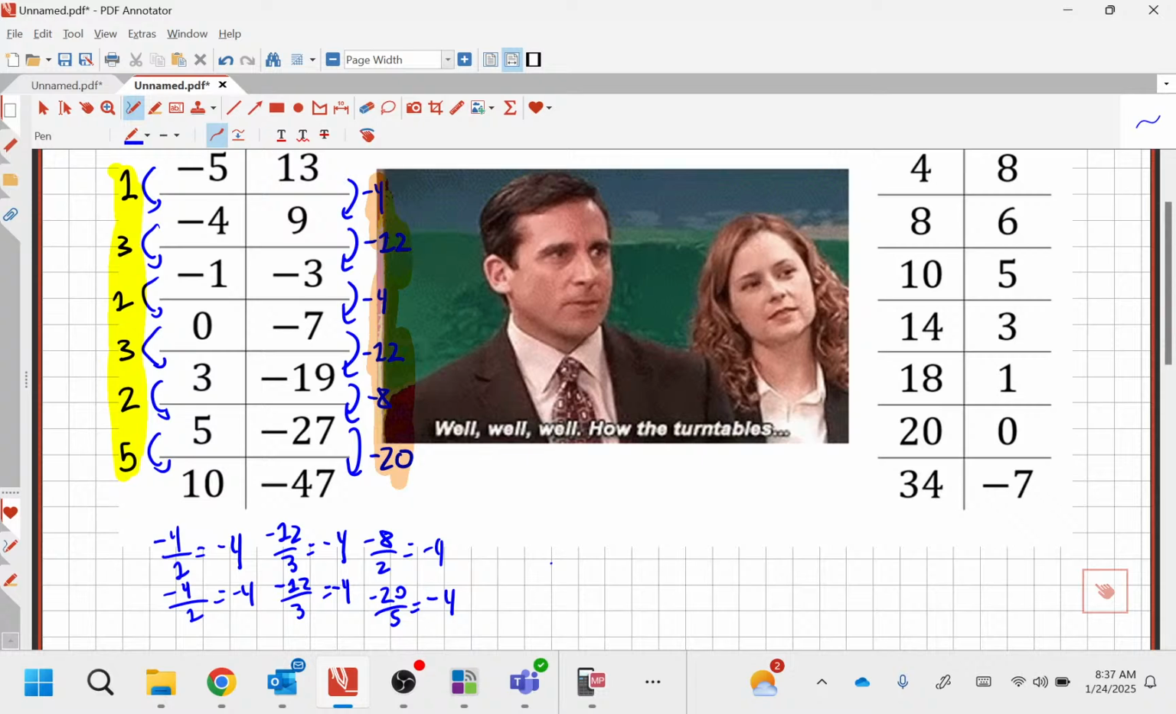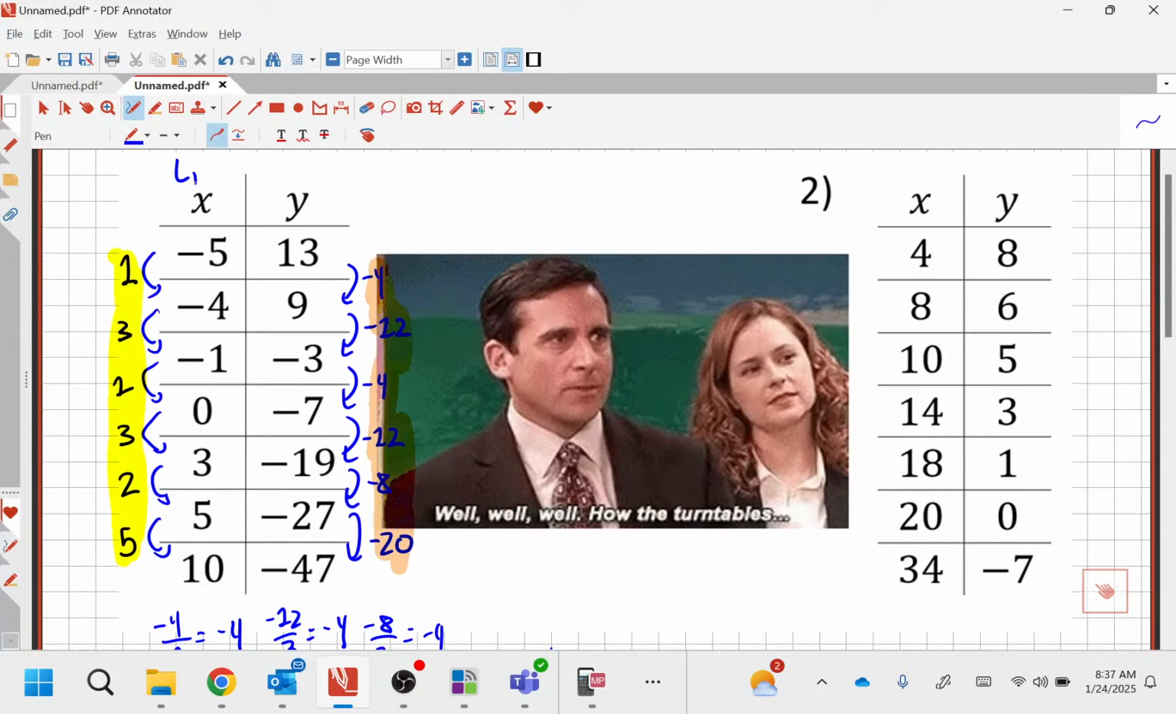So what does that mean? Let's see, Akora, what does that mean about that function to the left? Is it linear or nonlinear? It's linear because I got the same thing every time. So this was a linear function.